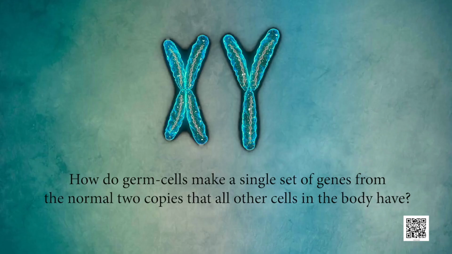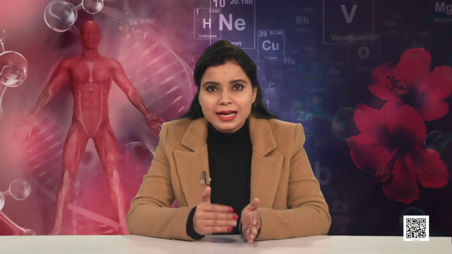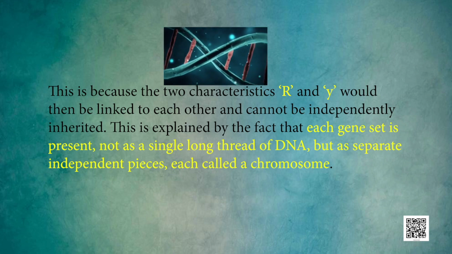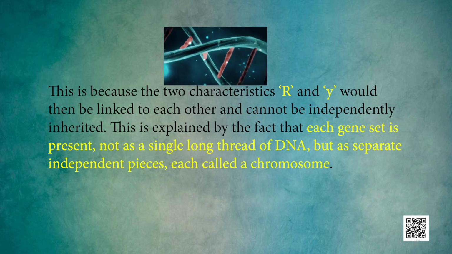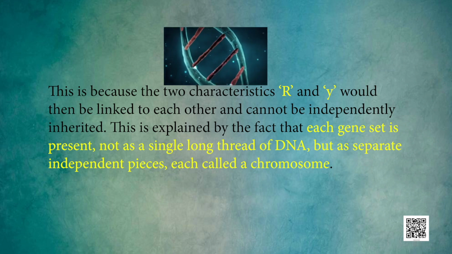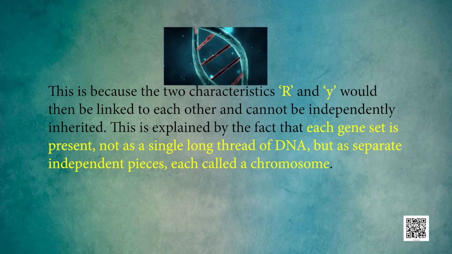For this mechanism to work, each germ cell must have only one gene set. Now, the question is, how do germ cells make a single set of genes from the normal two copies that all other cells in the body have? If progeny plants inherited a single whole gene set from each parent, then the experiment cannot work. This is because the two characteristics, R for the shape and Y for the color, would then be linked to each other and cannot be independently inherited.